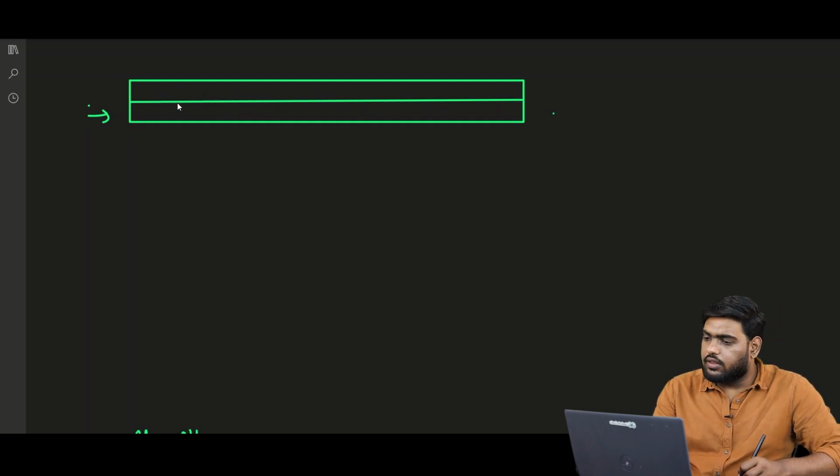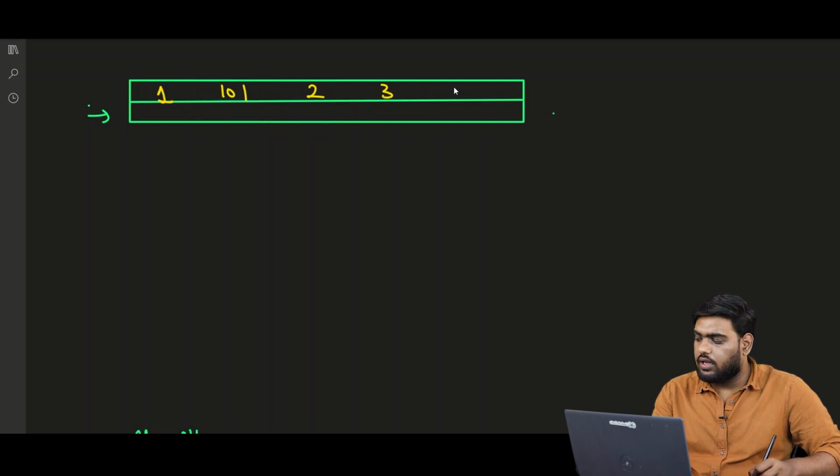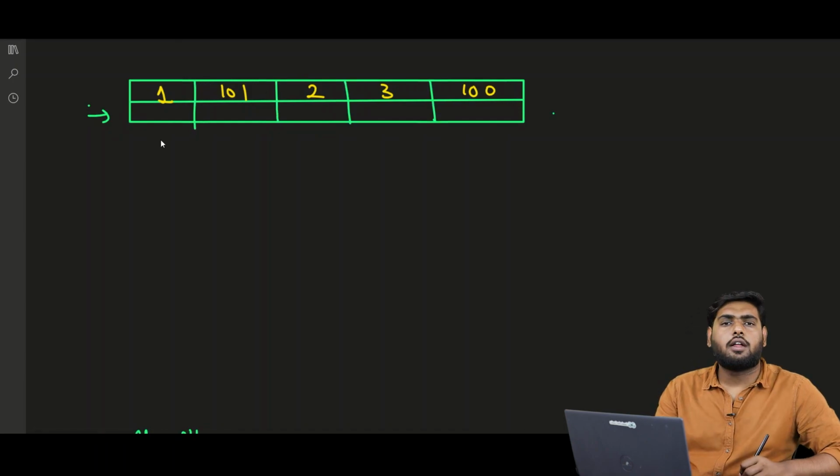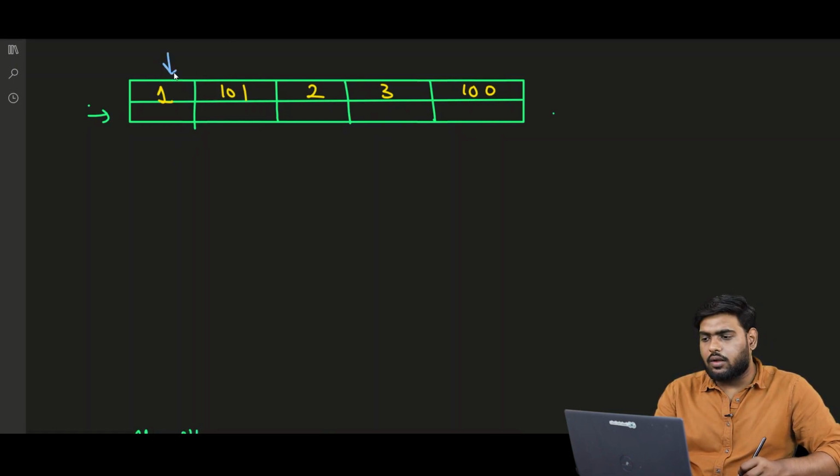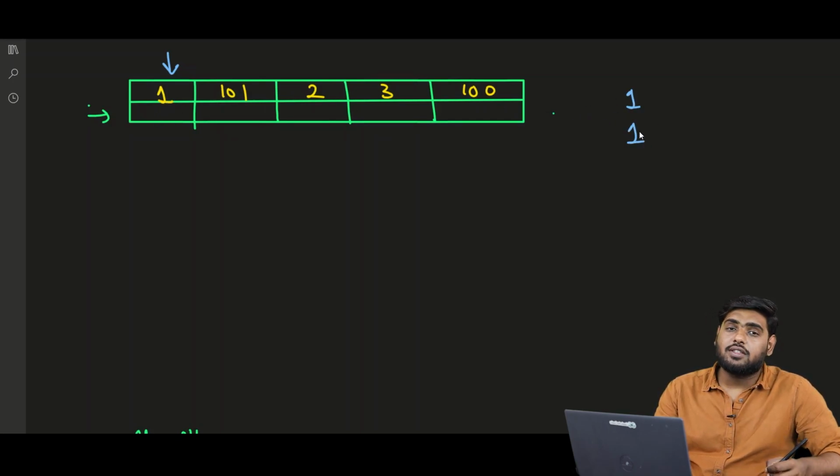Okay. Now that we have our array, the values that we have are 1, 101, 2, 3, and 100. Fine. So we know this. Now let's try to form a solution in a way that we are building up the answer from scratch. If we just talk about 1, and we only have 1, what are the subsequences? The only subsequence is 1, correct? Which is increasing in order, and the sum of it is also 1, correct?